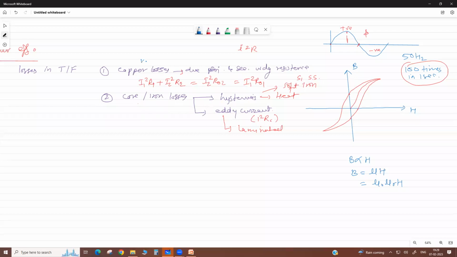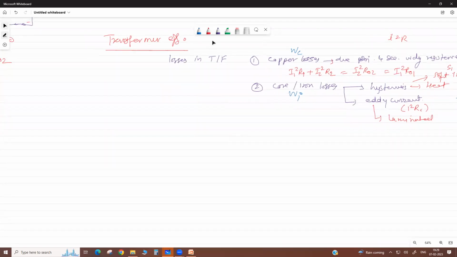Okay, so there are two losses: this is called the copper loss, and this is called the iron loss. Now suppose we have a transformer. The copper loss will be measured from the short circuit test, as I told, and the iron loss we can calculate from the no load test, the open circuit test.